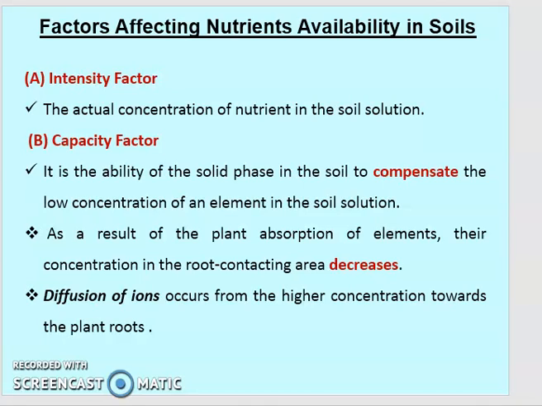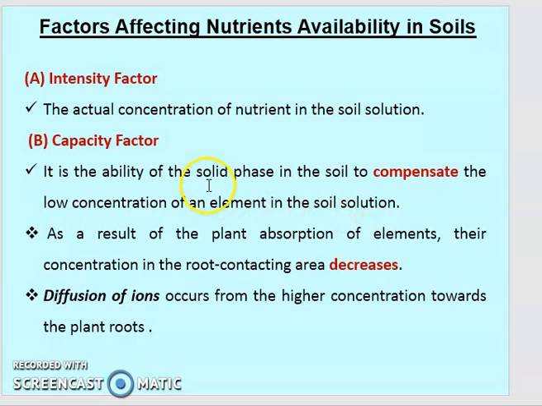Factors affecting nutrient availability in soil. Two terms should be taken into consideration with respect to the concentration of nutrient in the soil. The first is intensity factor, which means the actual concentration of nutrient in the soil solution. Capacity factor means the ability of the soil, or the ability of the solid phase in the soil, to compensate the low concentration of an element in the soil solution.